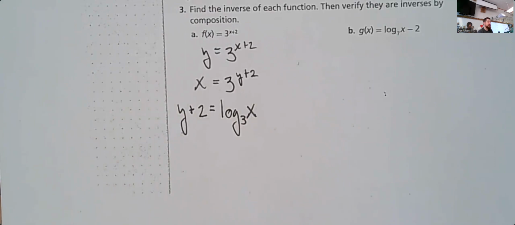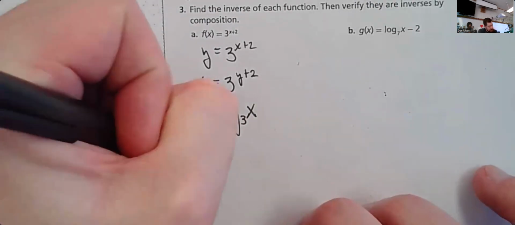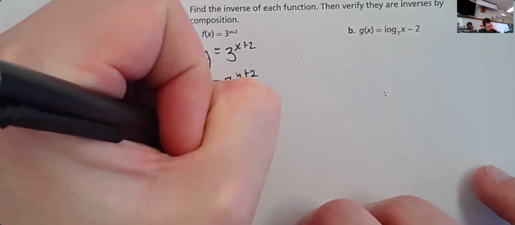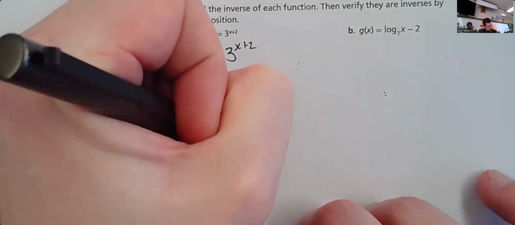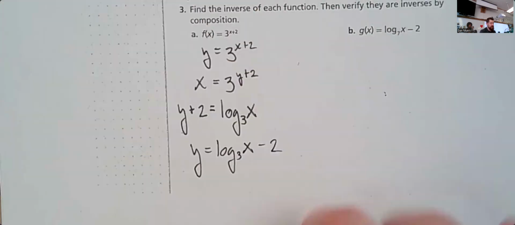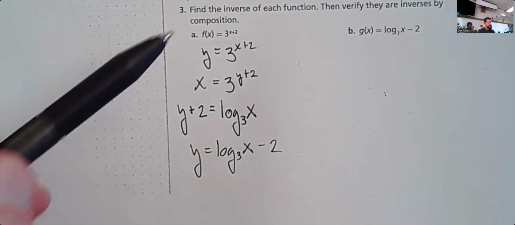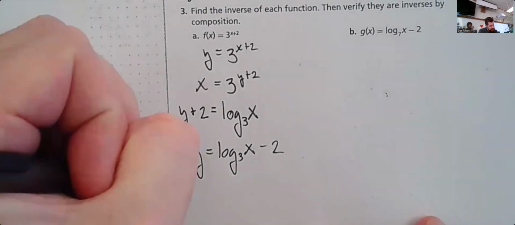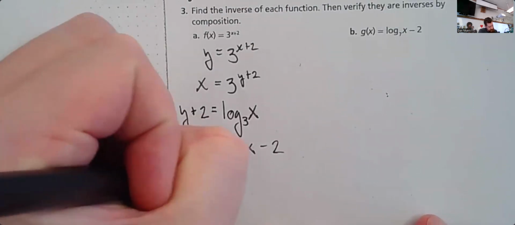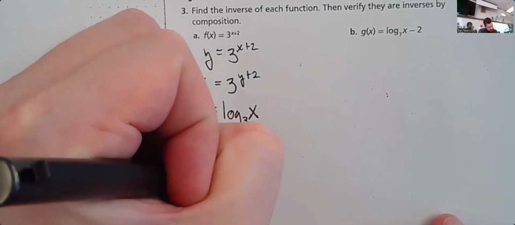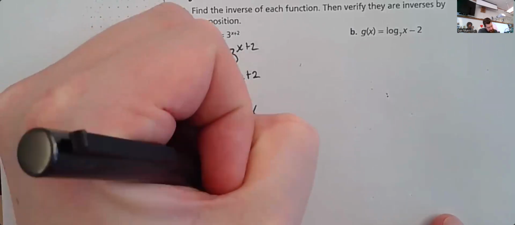Now, we're almost done writing the inverse function. We just need to get y by itself. So what do we do now? Subtract 2. Good. So it'll be y equals log base 3 of x minus 2. So that'll end up being f inverse of x is equal to log base 3 of x minus 2.